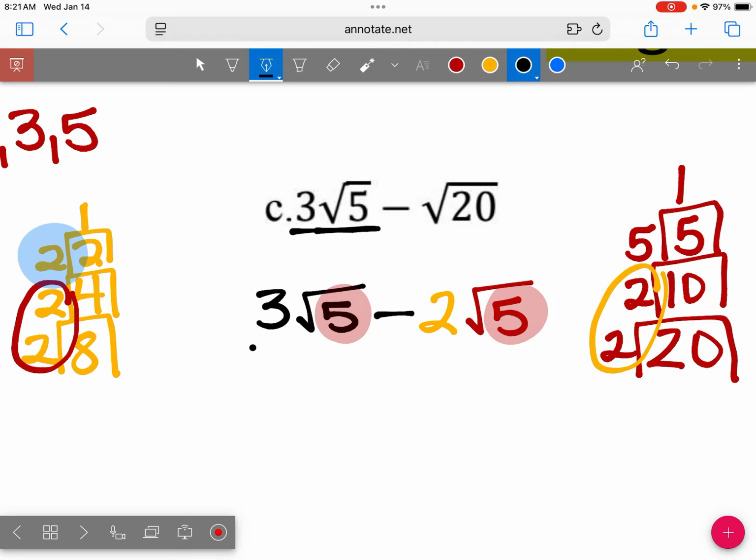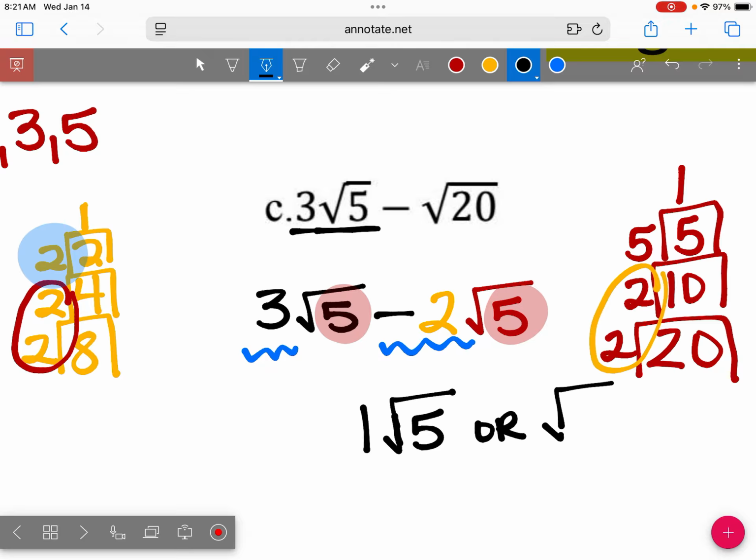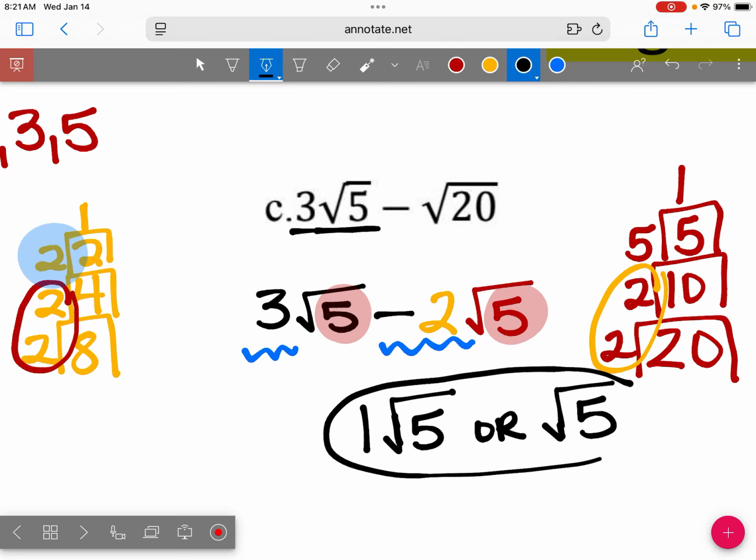So you're going to just do a 3 minus 2. 3 minus 2 would be a 1. So my answer is 1 square root of 5. But anytime the number in front is a 1, we don't have to put it. You can also just put a square root of 5. Both of those are right answers.